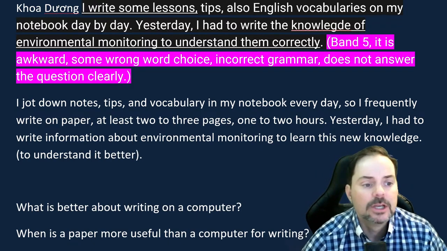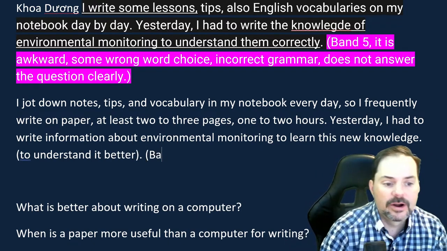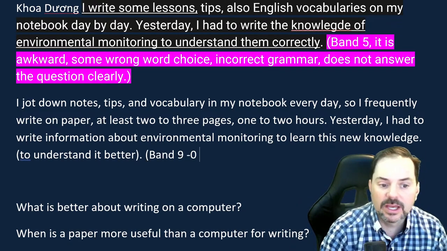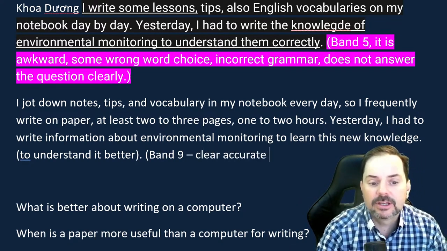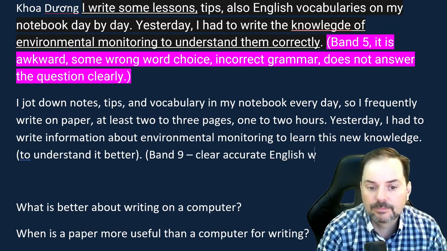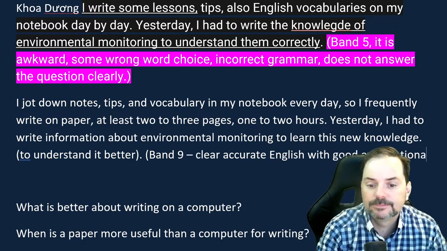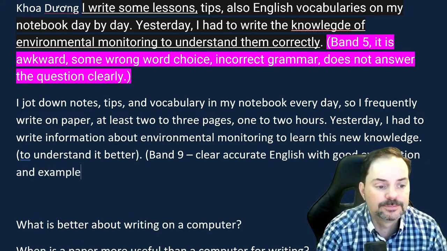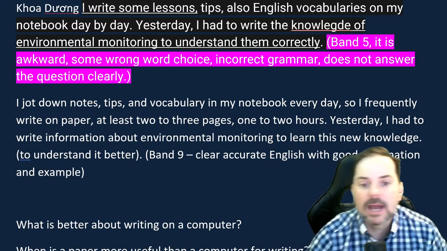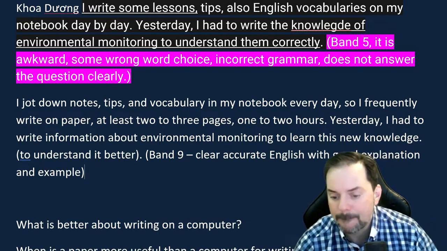Okay, good. So now we are at a band 9, okay? Clear, accurate English with good explanation and example. It's coherent. So now we're good. Okay? All right.